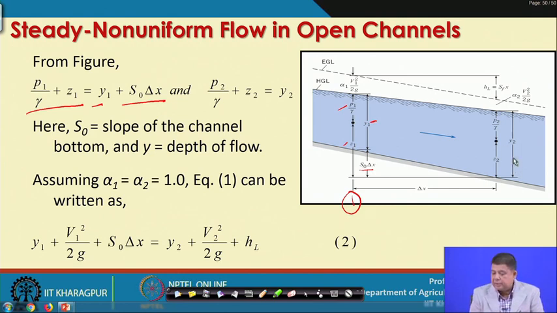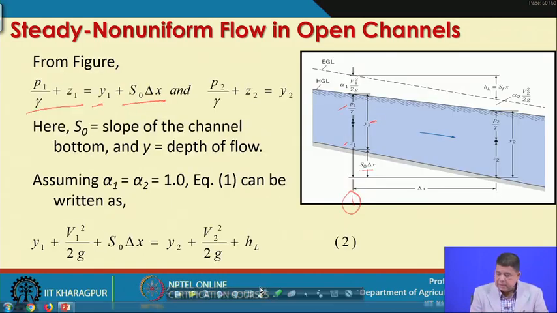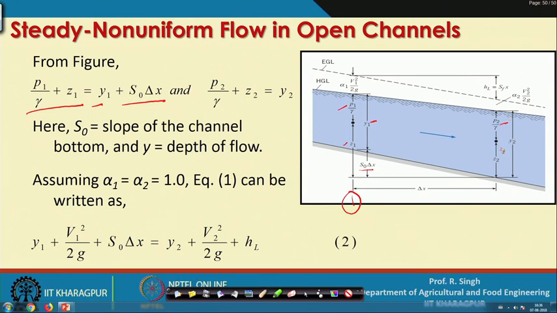Similarly, at section 2, P2 by gamma plus Z2 is y2. And S0 is the slope of the channel bottom and y is the depth of flow that we have already seen. So, if we consider energy coefficients alpha 1 and alpha 2 equal to 1, then in equation 1, the previous equation, we are simply replacing the pressure head and elevation head summation by these considerations in terms of depth and slope.